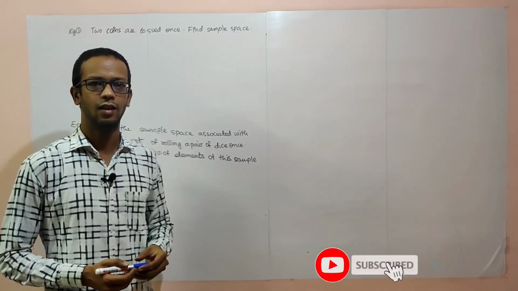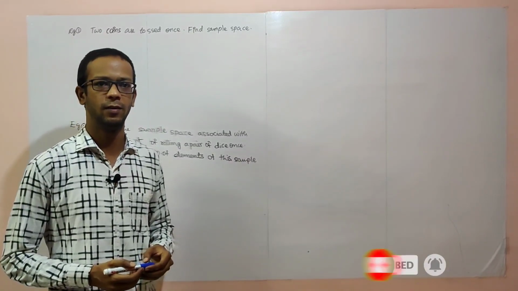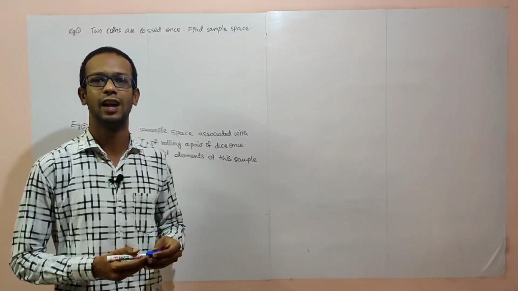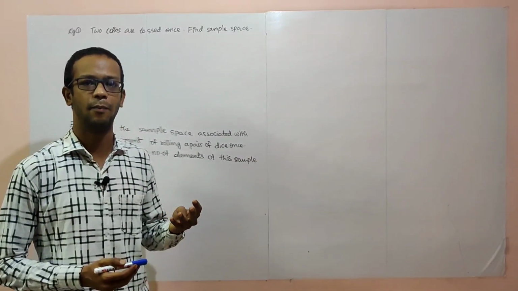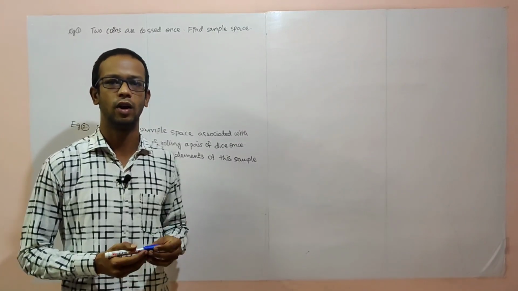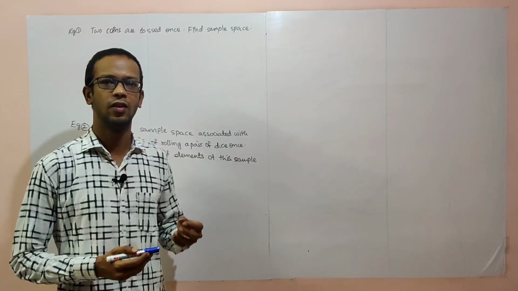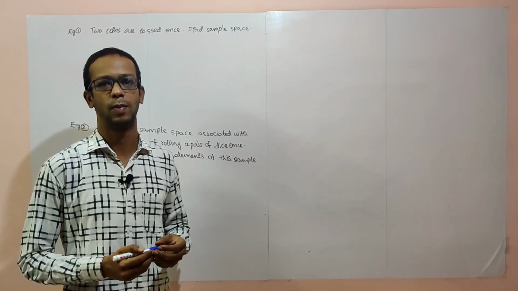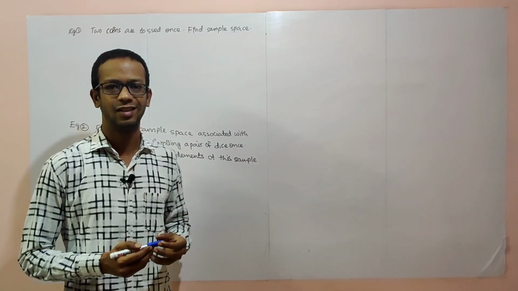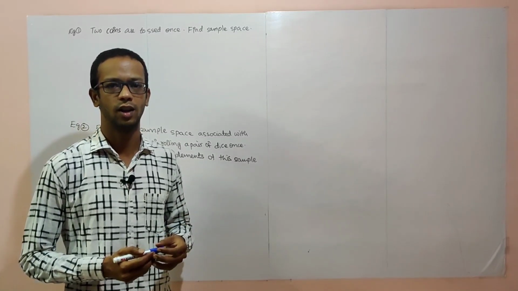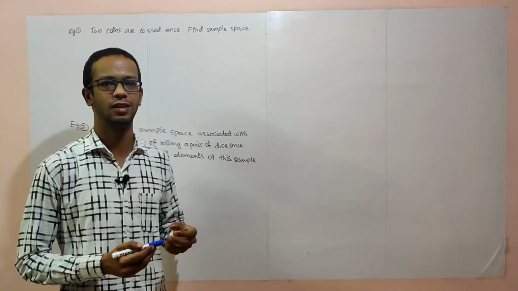In the previous class, we discussed some basic definitions of probability. First one is random experiment and outcomes, sample space and sample point. Four definitions we discussed in the previous class. In that, very important is sample space. Based upon that, there are exercises and example problems also. Today's class will continue some examples and exercise problems.